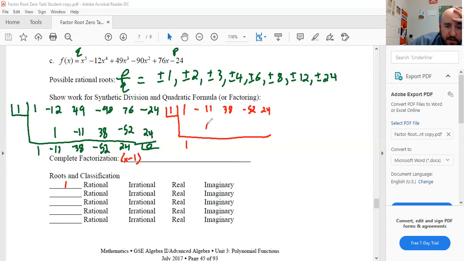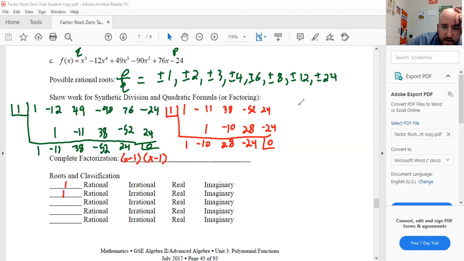Drop the 1. 1 times 1 is 1. Negative 11 and 1 is negative 10. Negative 10 times 1 is negative 10. 38 minus 10 is 28. 28 times 1 is 28. Negative 52 and 28 is negative 24. Negative 24 times 1 is negative 24. 24 minus 24 is 0. So 1 worked again. All right, x minus 1.